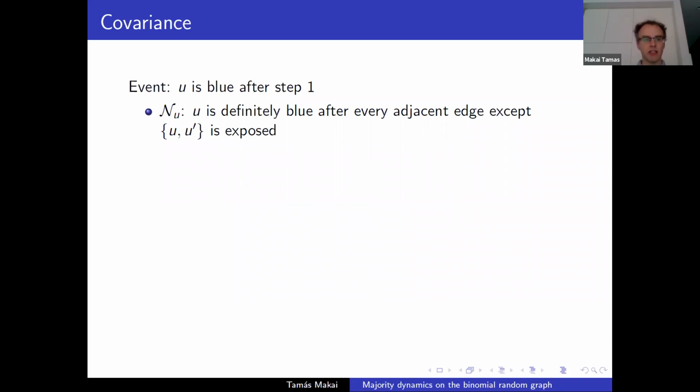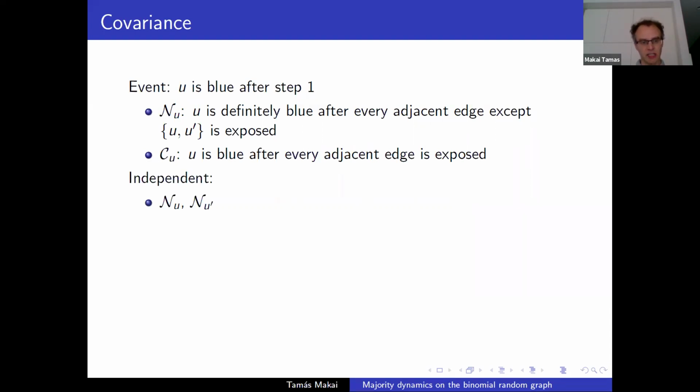So we're going to break up the event that vertex u will become blue after the first step into two parts. One is N_u. In this case, we already know that u will be blue after exposing all of its neighbors except for the u prime edge. So if there's a clear enough majority in this edge set, then we don't actually care about whether the edge u prime is present or not. And the second one is C_u, where u is blue, and we actually need to expose the edge between u and u prime.